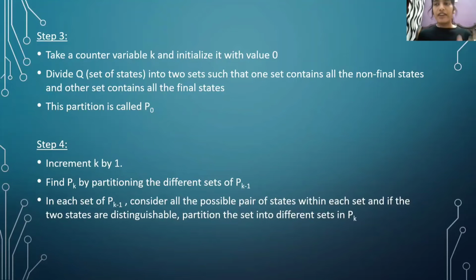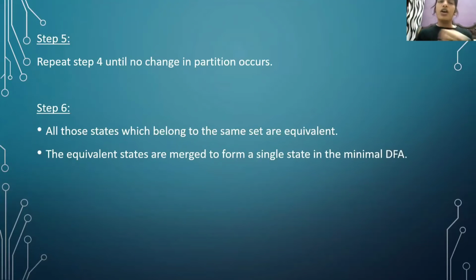Let's say we have Q0 and Q1 in a set and we give them input 0. If Q0 reaches Q2 and Q1 reaches Q3, which lie in different sets, then we call them distinguishable. In those cases, we again partition the set into different sets, and we go on doing this process until no change in partition occurs. In the final step, step 6, all the states which belong to the same set are equivalent, so we can combine them and form a single state.